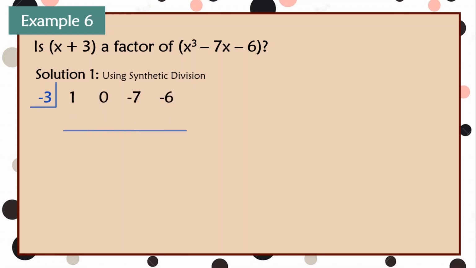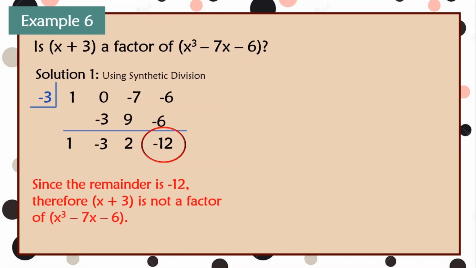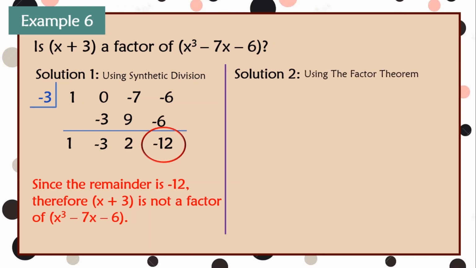Solve. Bring down the first coefficient. Multiply. Add. Multiply. Add. Multiply. Add. So therefore, our remainder is negative 12. So since that is negative 12, therefore x plus 3 is not a factor of the polynomial. Let's use the second solution using factor theorem.